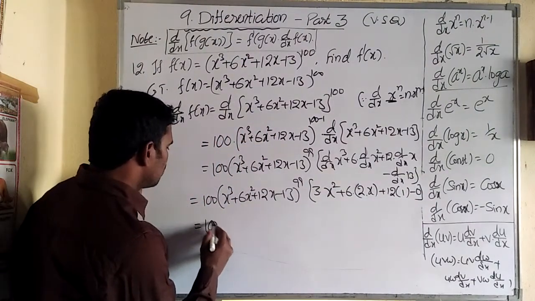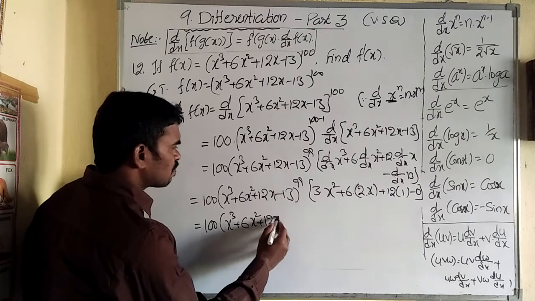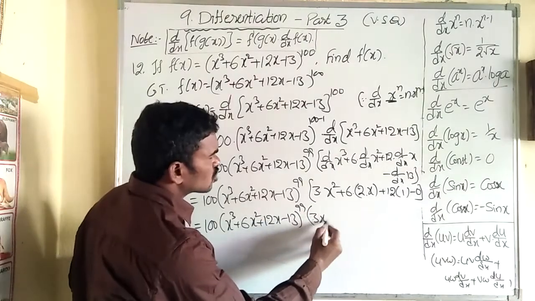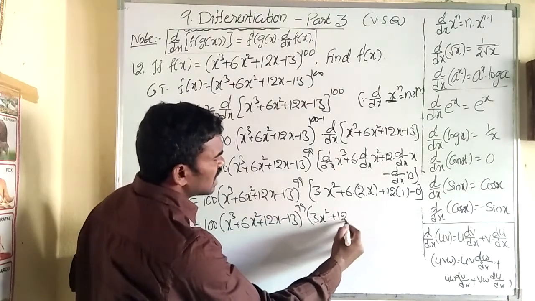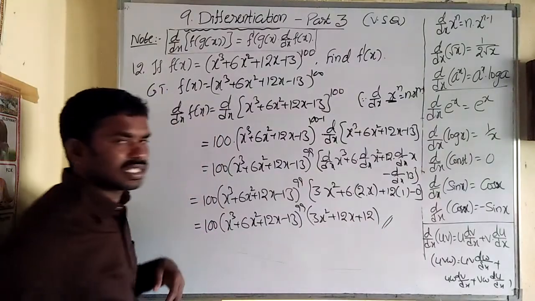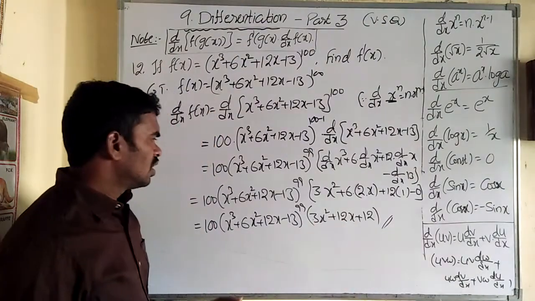Almost all of it is completed. So (x cube plus 6x square plus 12x minus 13) whole power 99 into 3x square plus 12x plus 12. Okay, this is the answer. And moreover, you can take 3 common in all terms.